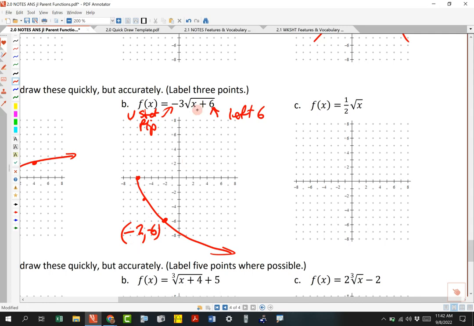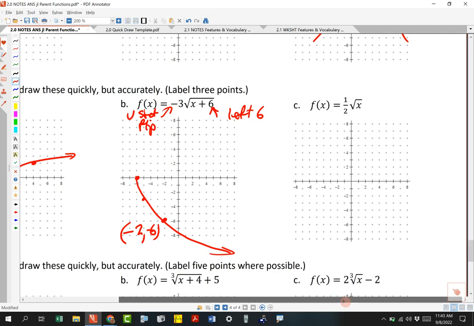And guess what? If you plugged a negative 2 in here, guess what answer would come out? A negative 6. No doubt about it. Because it's on the graph, it should work in the function. Okay?